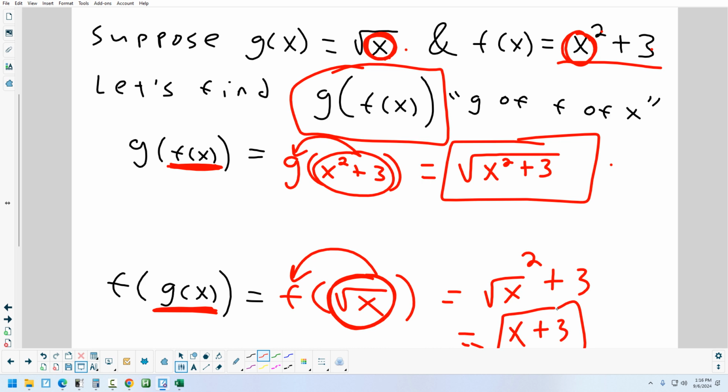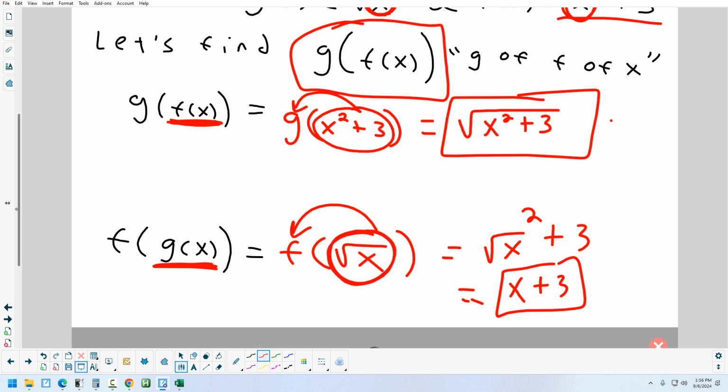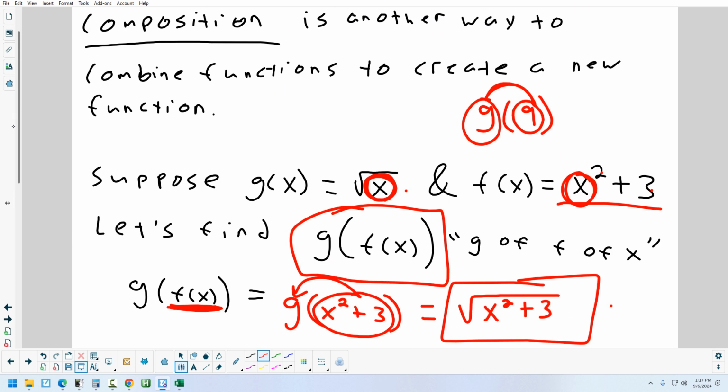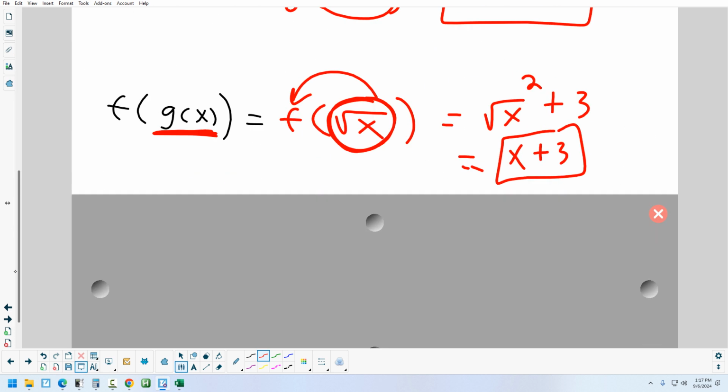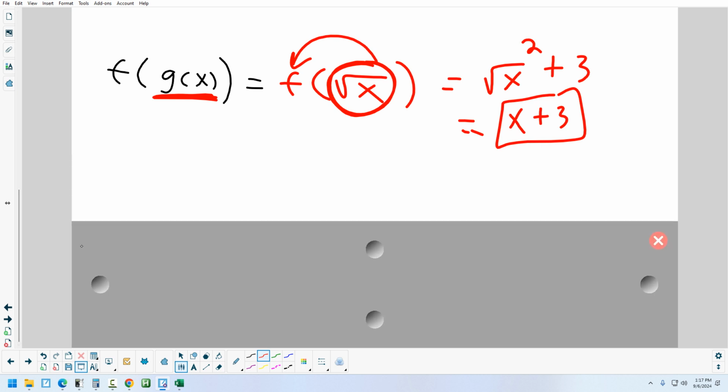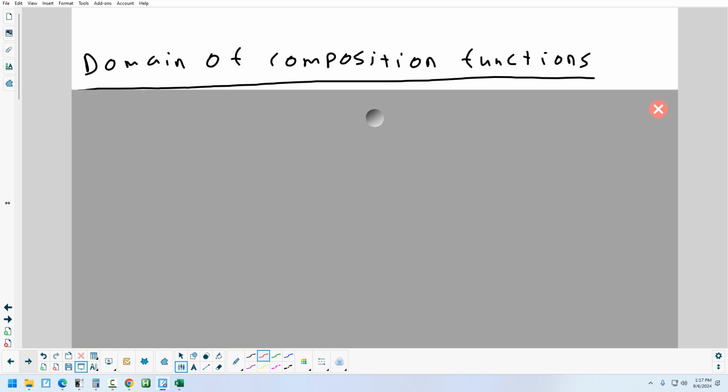Any question on that? The square root of x plus 3 is what we had above, and now we're bringing this. We had x squared plus 3 up above. Alright. We'll try another one.